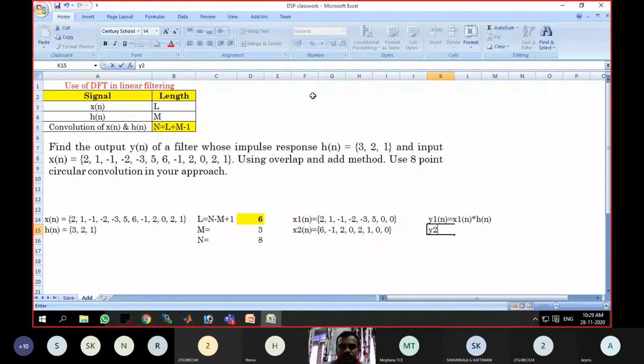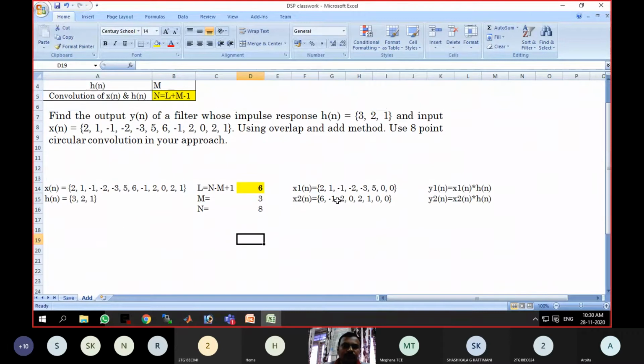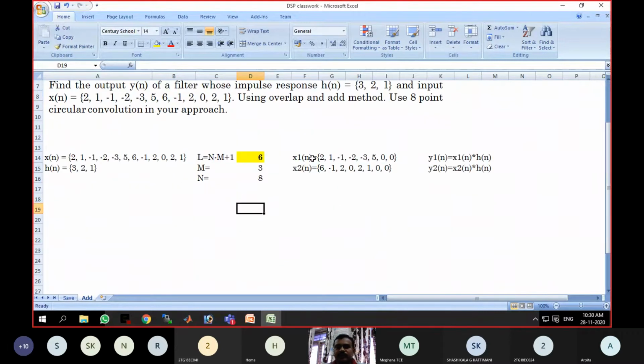Similarly, it is y2 of n. Y2 of n is nothing but x2 of n circularly convolved with h of n. Okay. Then let us begin with the concepts of how to perform circular convolution. What we are going to do is create the circular matrix for x1 of n, which is multiplied with the matrix of h of n.